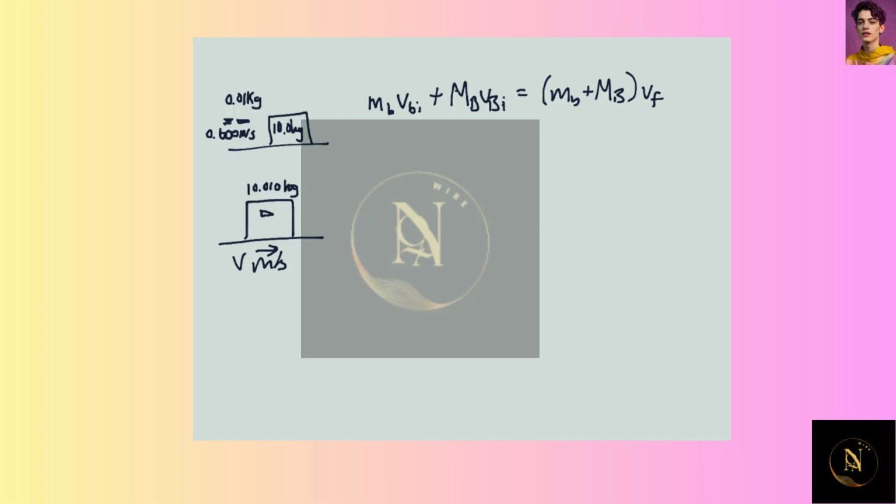Now I'm going to put in the numbers we know. We know the mass of the bullet is 0.01 kilograms. It's 10 grams converted into kilograms. We know it's moving at a speed VBI. We also know that the mass of the block is 10 kilograms, but the velocity of that is 0, because it isn't moving.